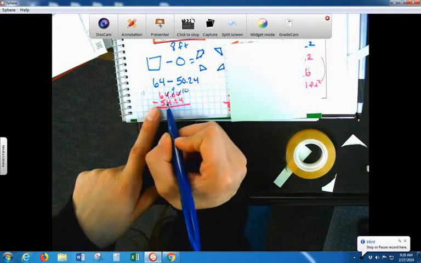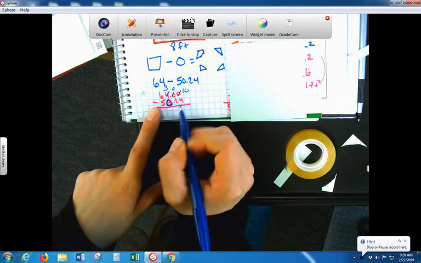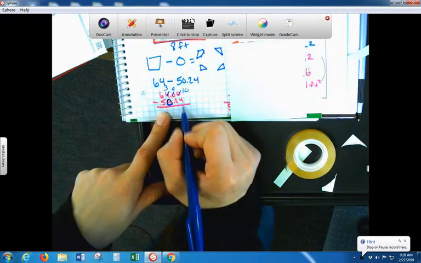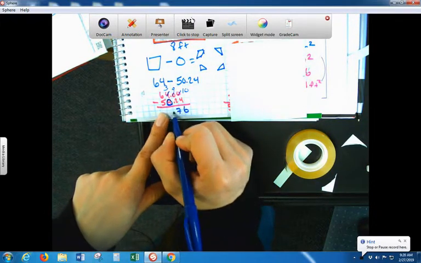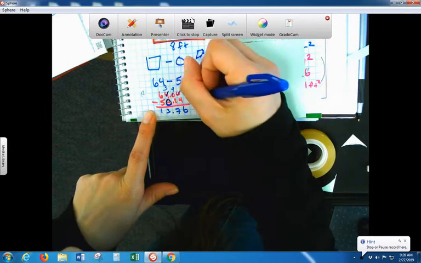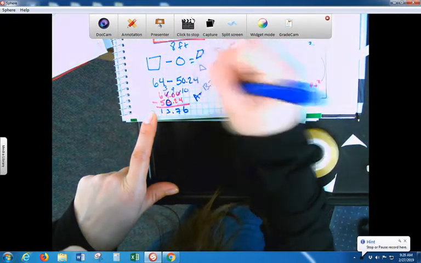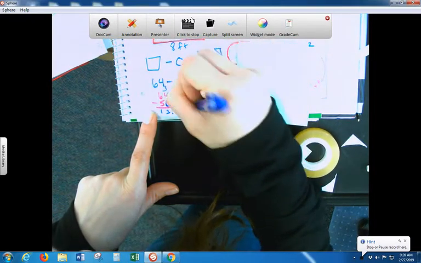Oh, this is a 50. I wrote 54, but it's supposed to be 50. 6, 7, 3, 1. Yeah. Did I do that right? Yeah. So the area is 13.76 feet squared. That's what's left over.